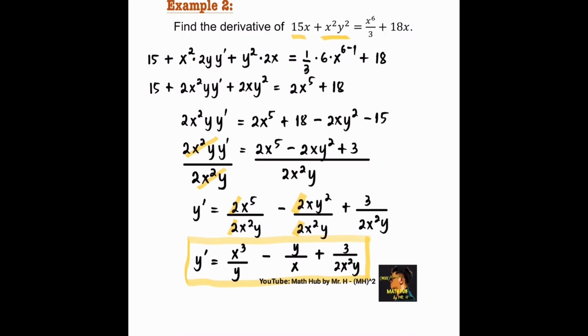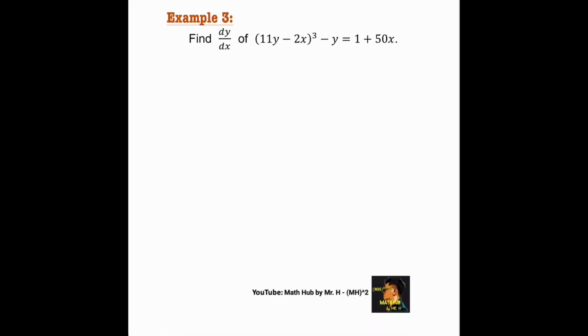Let's take a look at example number 3. Find dy over dx of quantity 11y minus 2x to the power of 3 minus y equals 1 plus 50x. Alright, so we find the derivative of the first term first. So we're going to be applying here the chain rule.